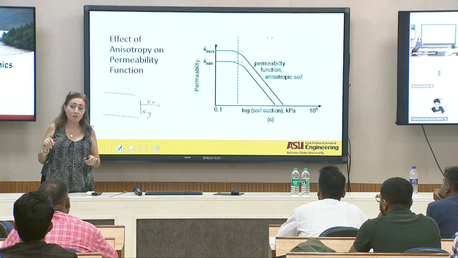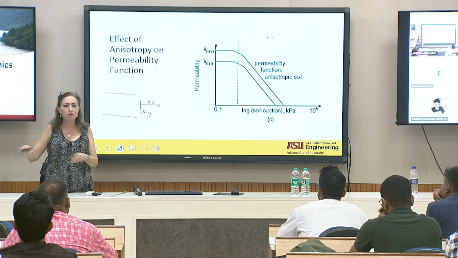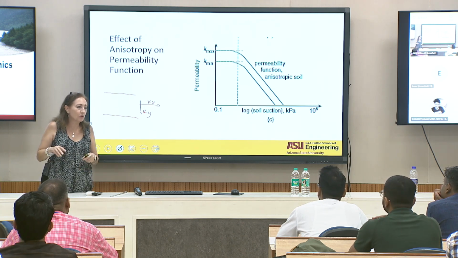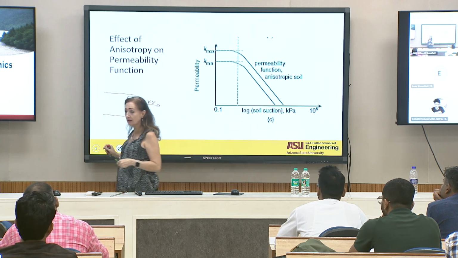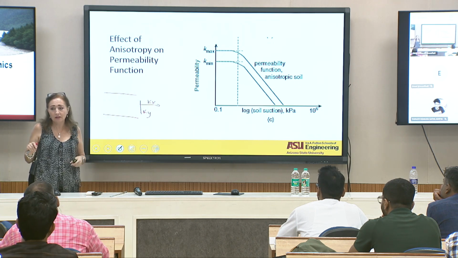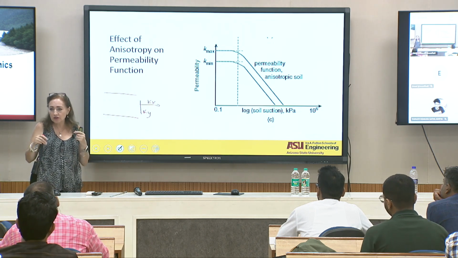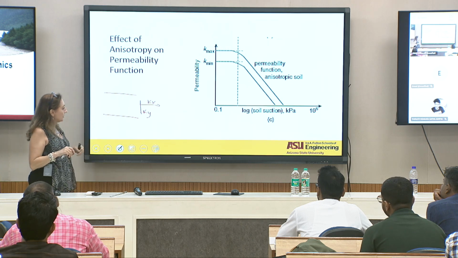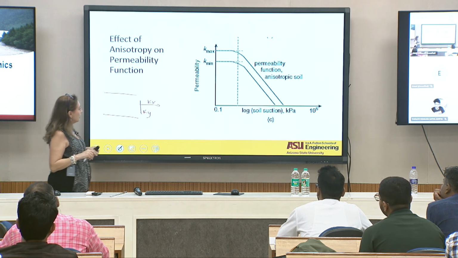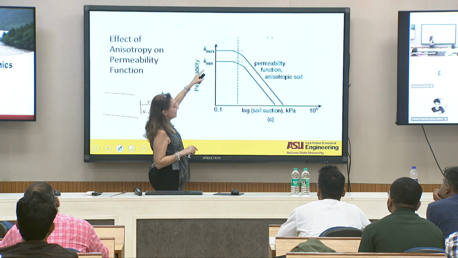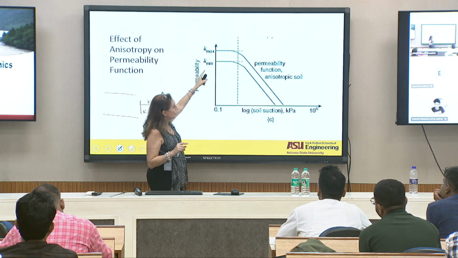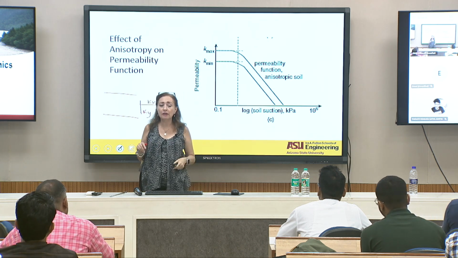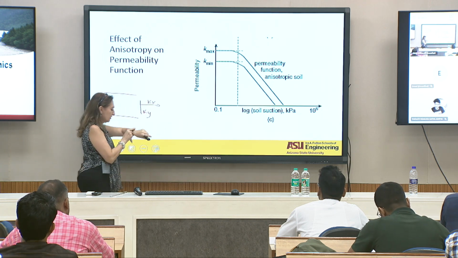So that's another thing that is very interesting for modeling. If we include anisotropy, the results are way different from what we usually do. We always assume isotropic conditions, which is a big mistake if we're trying to do something in the field, but it's less time consuming and we just go for that. If the permeability in the horizontal direction is higher than the permeability in the vertical direction, you should expect that there is also a difference between the two unsaturated hydraulic conductivity functions.